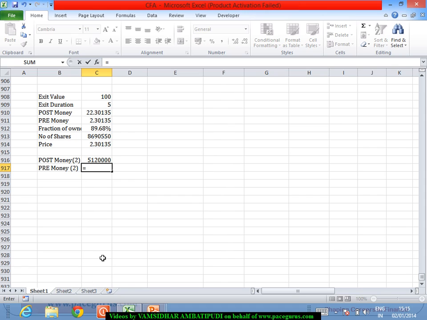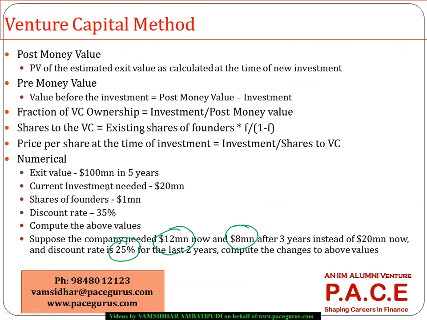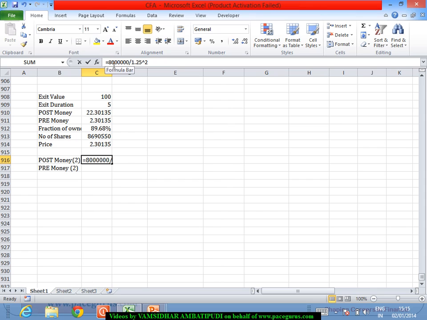right? Here I have to look at the exit value first of all, not the investment of 8. What is the exit value? Exit value is still 100 million, right? So I am taking not 8 million, 100 million. Let's say I am discounting it by 25%, it is coming out to 64 million. So that is the post money value. The pre-money value will come out as the post money minus whatever is the investment that you are bringing in. 8 million is the investment that you are bringing in. Okay, one more zero has to come, 100 million.